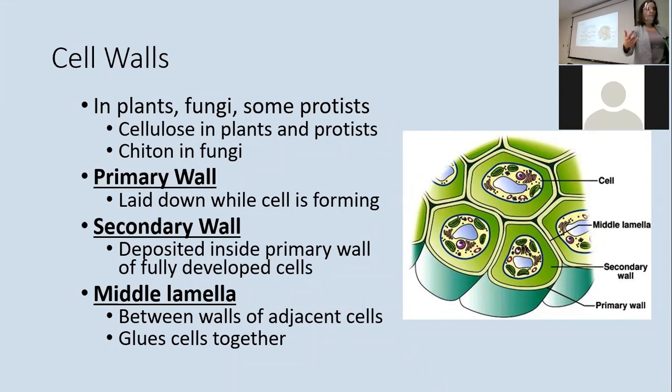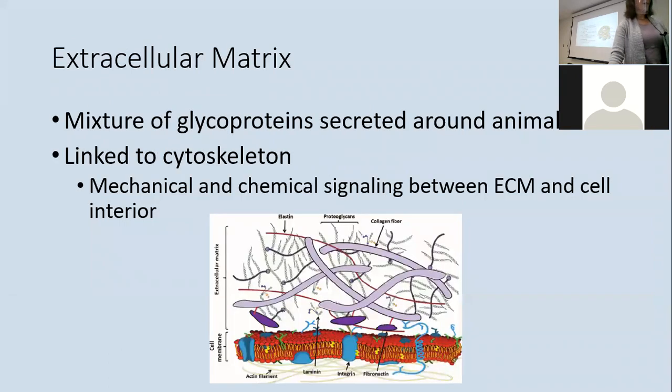But that's in plants. We're not plants. We don't do that. So we've got to have some other things going on. So in animal cells, right, we've got our little cell membrane. And outside of that, we have what's called the extracellular matrix. So it's a matrix, a bunch of stuff that's outside the cell. All right, so we've got an extracellular matrix.